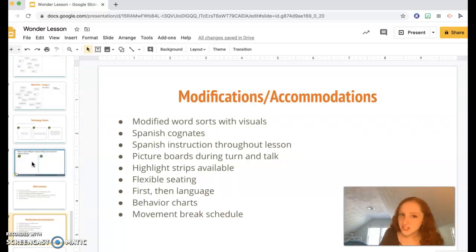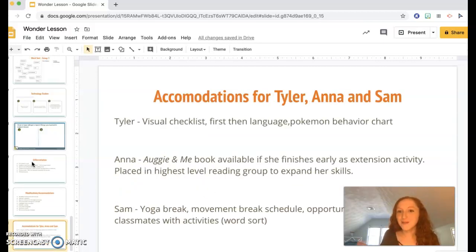Some modifications and accommodations: I used Spanish cognates and Spanish instruction throughout the lesson. Highlighter strips could be available to highlight certain passages and minimize distractions on the page. First-then language for my students with autism and ADHD, behavior charts, and movement break schedules. And accommodations for Tyler, Anna, and Sam, who we discussed in my first interview.